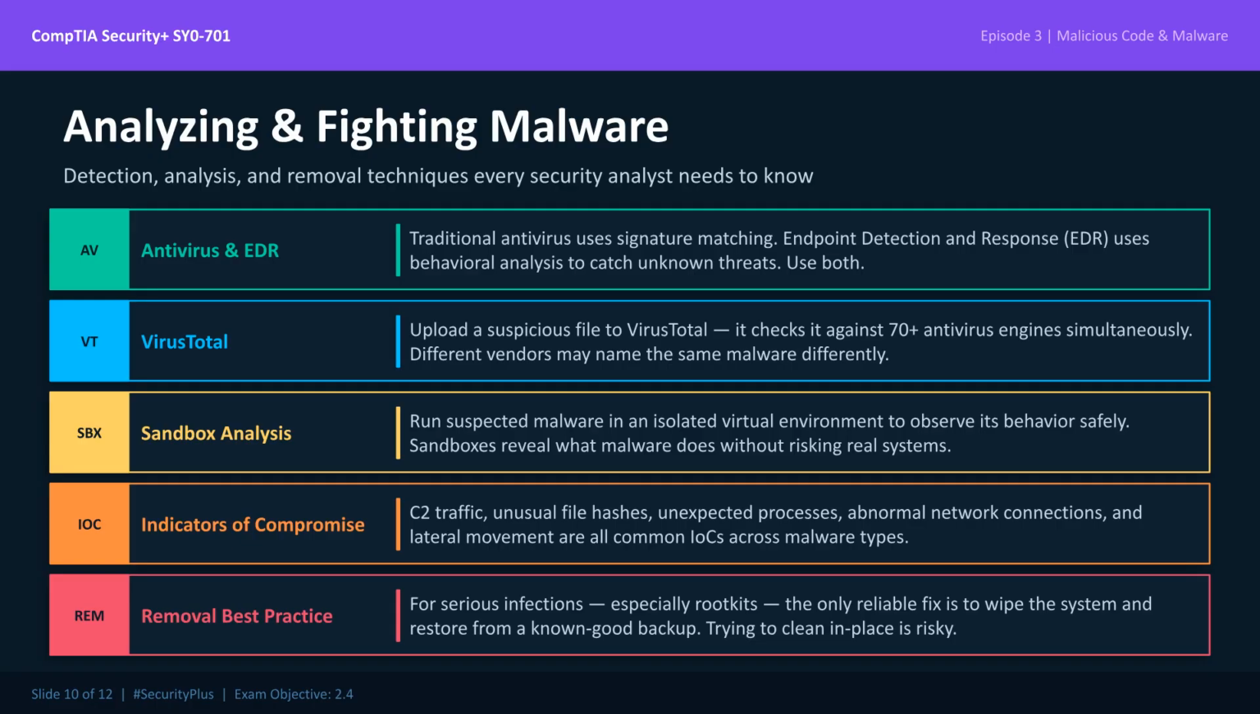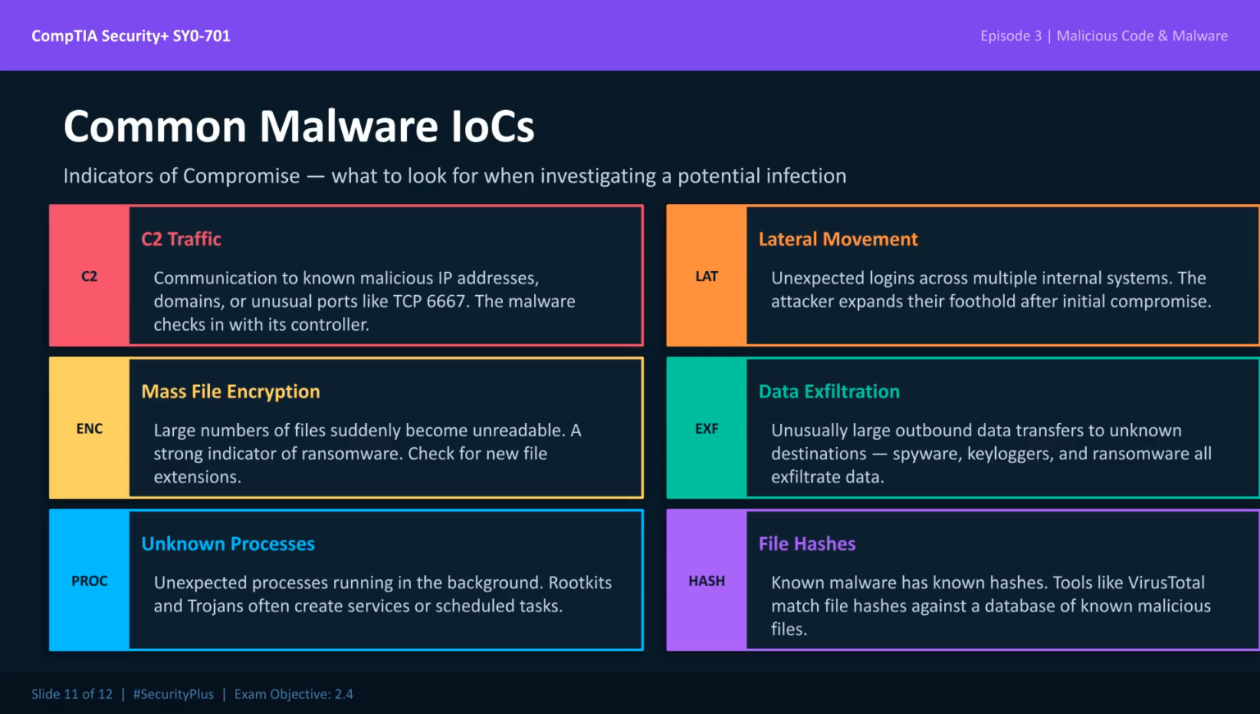Common indicators across malware types include C2 traffic, lateral movement, mass file changes, data exfiltration, and unknown processes running in the background. Know these 6 indicator types for the exam.